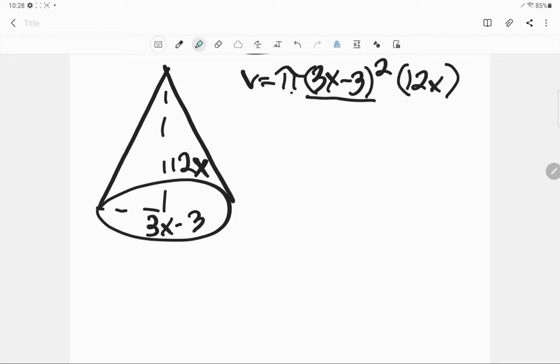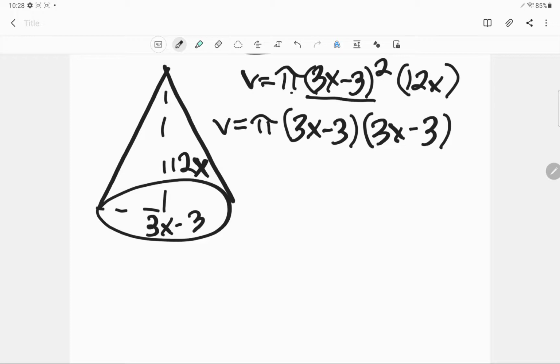So I'm going to show you exactly what I'm doing. I'm going to rewrite it real quick. So V is equal to pi times (3x minus 3) times (3x minus 3). I'm literally rewriting it twice. I'm going to multiply the 12x later, so I'm not going to show it in this step. I'm just going to show the FOIL method.